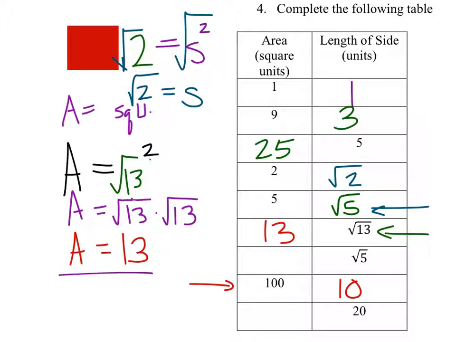All right, then you guys take a moment and figure out what the area is with the side length of square root of 20 here at the bottom. All right, so the area would just be square root of 20 times square root of 20, which is 20. Bam.